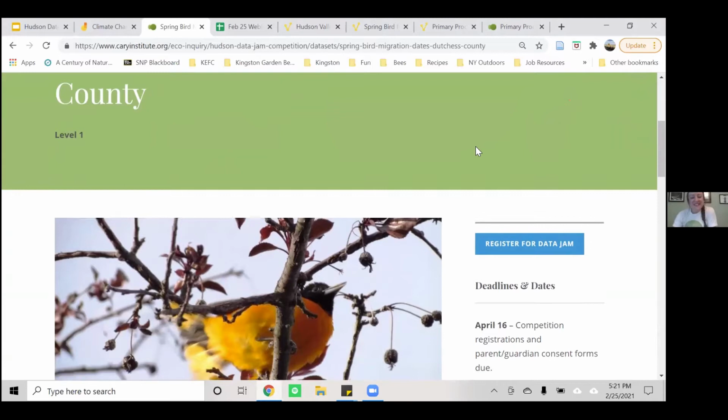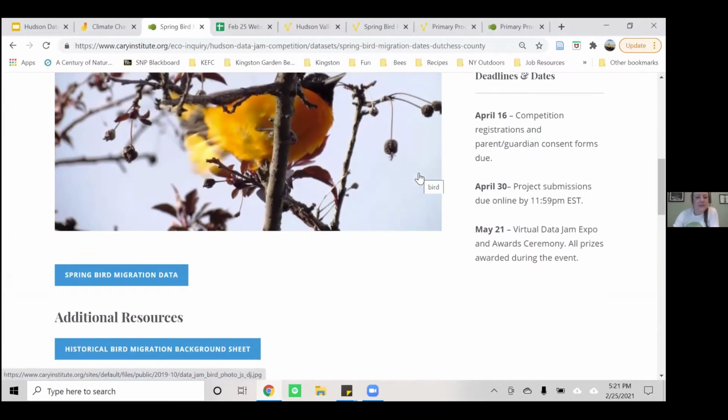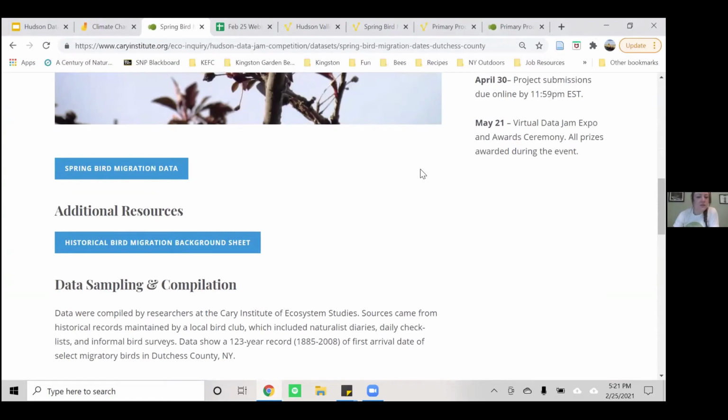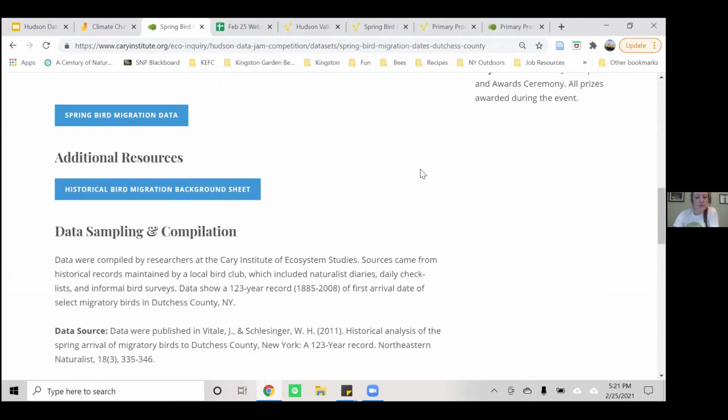Cool. Okay, so we're in the spring bird data set. And this is a great data set because it shows you a 123-year record from 1885 to 2008 of when birds were first seen on their migratory path in Dutchess County. So it looks at different bird species and when they were seen in March or in April or maybe even in February, the first sighting. And it's a really cool data set because the scientist Bill Schlesinger, who assembled it, went through old records from birding clubs to see when people had first seen those birds.